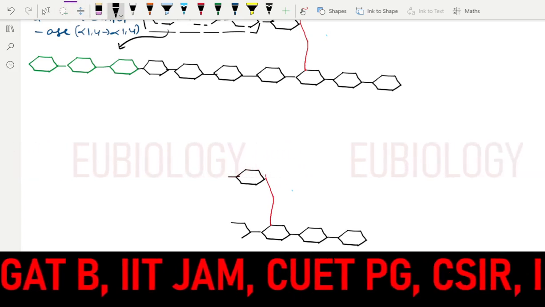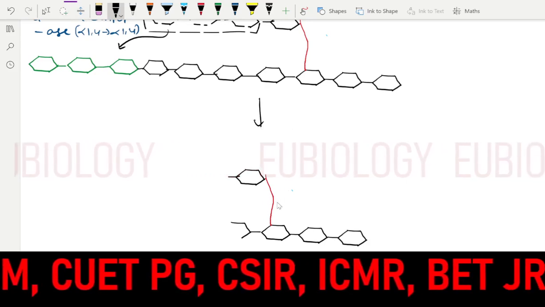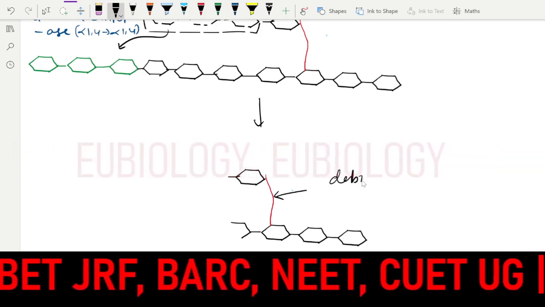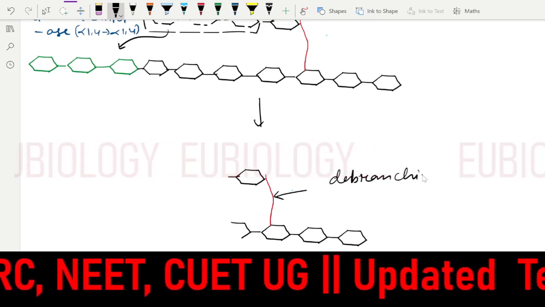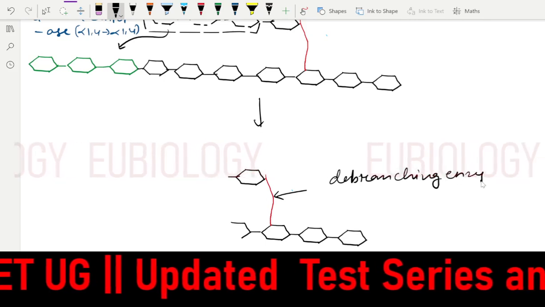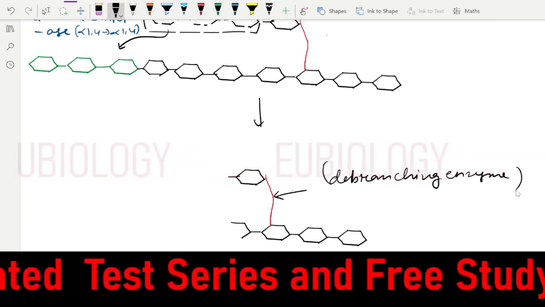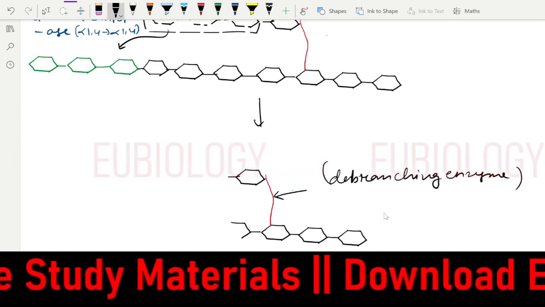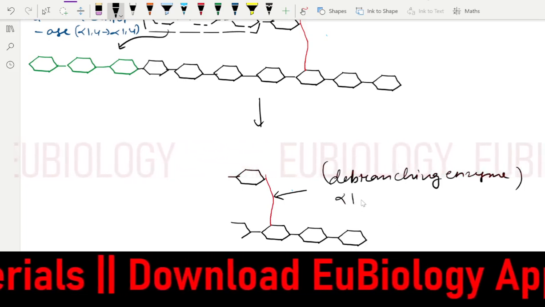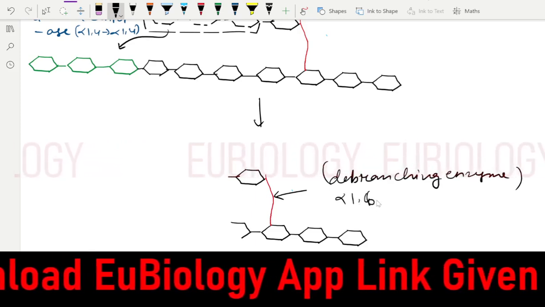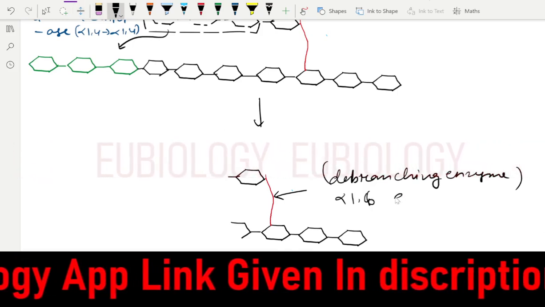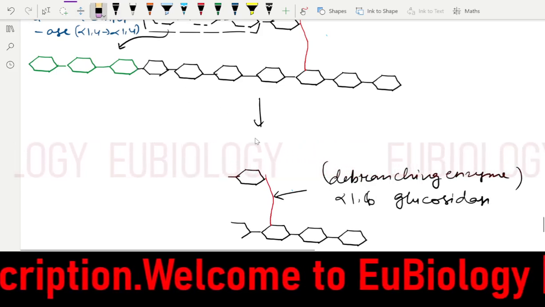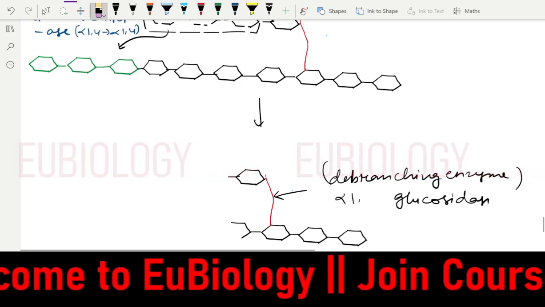This glycosidic bond will be broken by the same debranching enzyme, which is called alpha 1,6 glucosidase. And finally you will get the glucose.